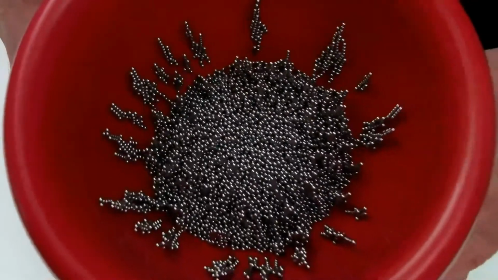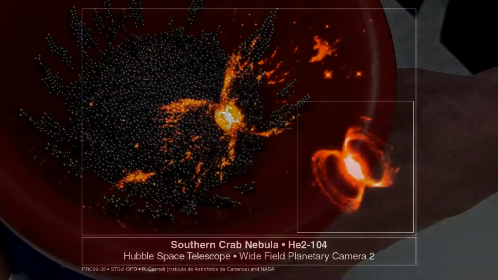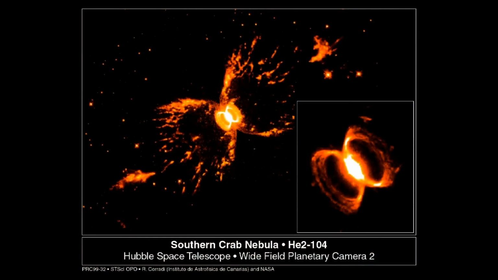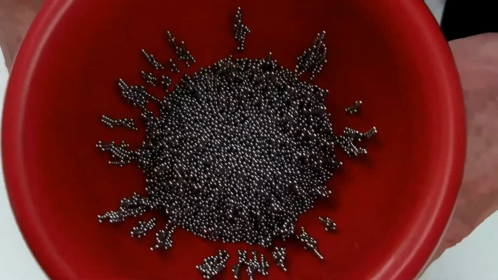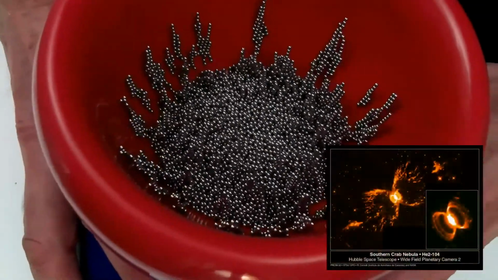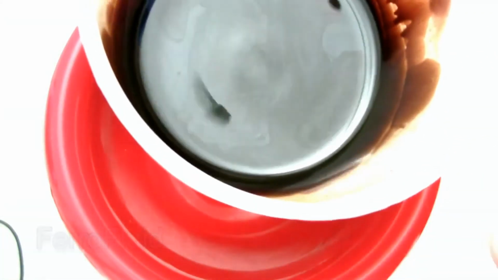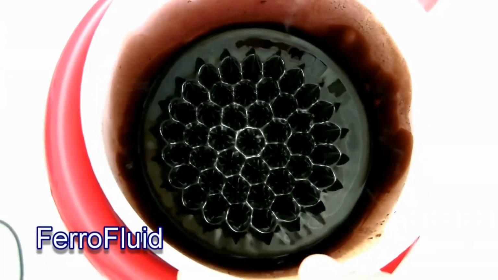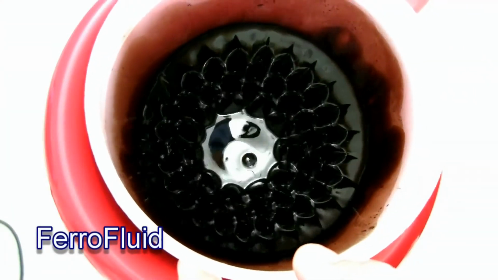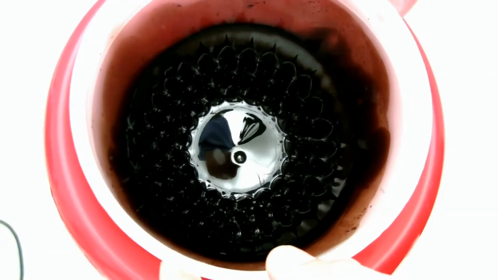Pouring 2mm steel balls into the large bowls reveals the true forces at work in the Southern Crab Nebula. A wide variety of methods were used to study the magnetic fields emanating from these bowls. Here we see ferrofluid at work, showing the magnetic patterns formed within these bowl-shaped magnetic field emitters.